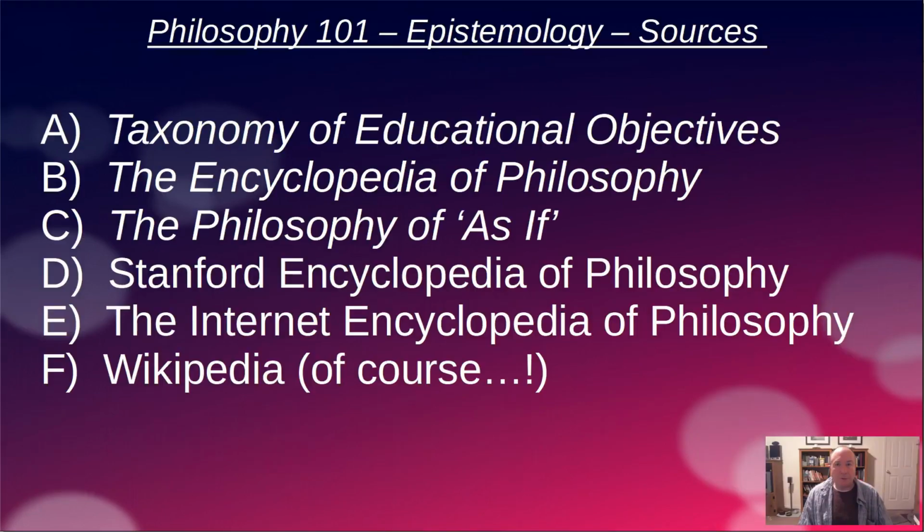First, let's review the sources for today's lecture. We have the Taxonomy of Educational Objectives by Benjamin Bloom. We have the Encyclopedia of Philosophy. We have the Philosophy of As If by Hans Vaihinger. We have the Internet Stanford Encyclopedia of Philosophy. We have the Internet Encyclopedia of Philosophy. And of course, we have Wikipedia.